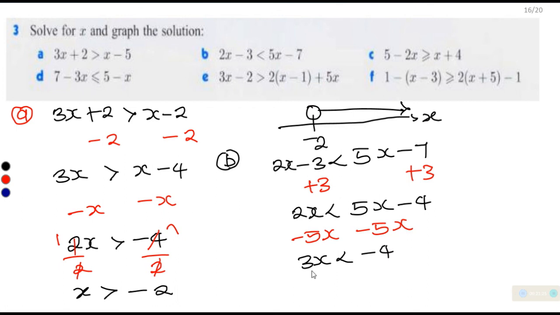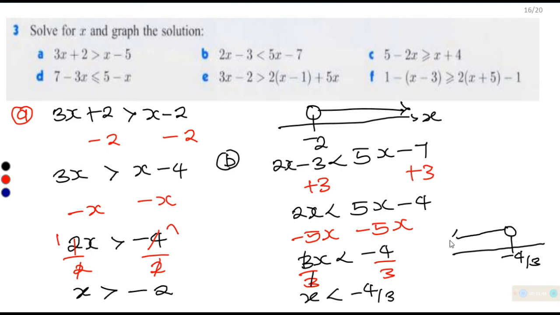Then we can divide both sides by 3. And the final answer is going to be x is less than minus 4 over 3. Okay, and the number line looks like something like this, minus 4 over 3. The arrow will point to the left and the circle is unshaded because it is strictly less than.